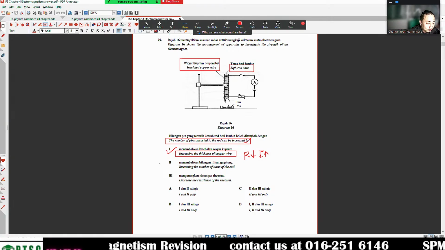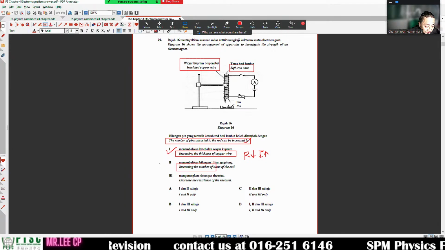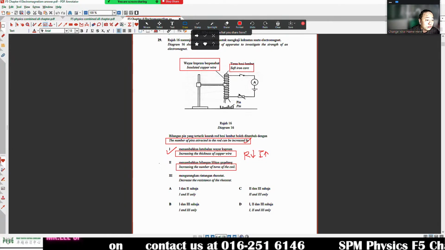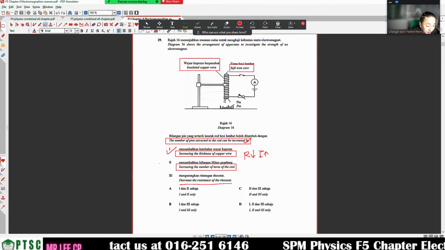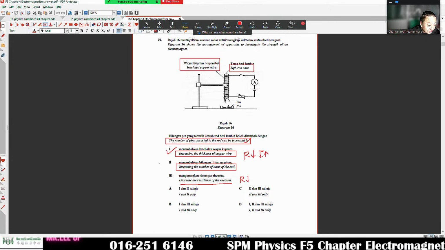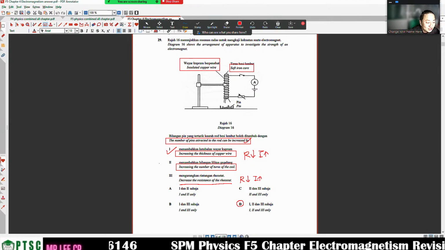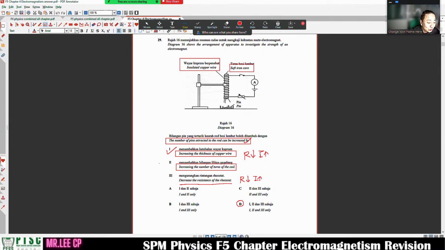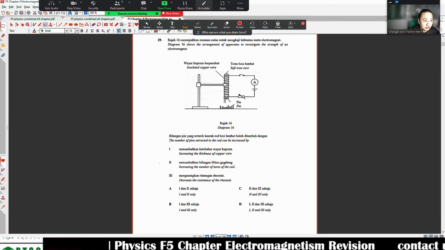Now the number of turns in the solenoid. We see the number of turns in the solenoid. Yes, the one that I just told you just now. Now the third one: decrease the resistance. Decreasing the resistance means more current. So D is the answer. 1, 2, 3, all correct.